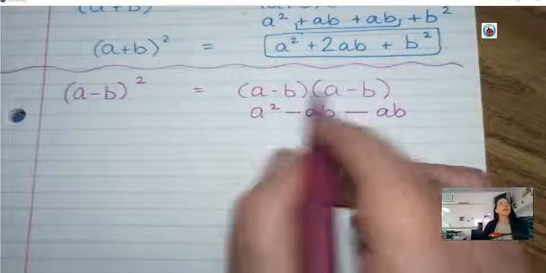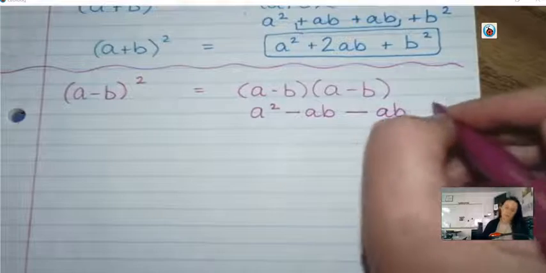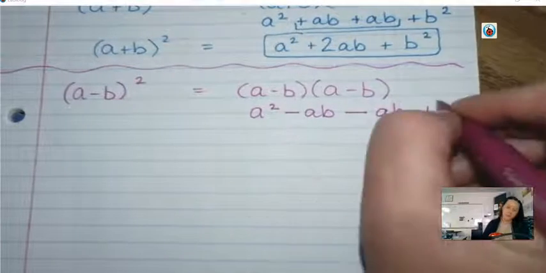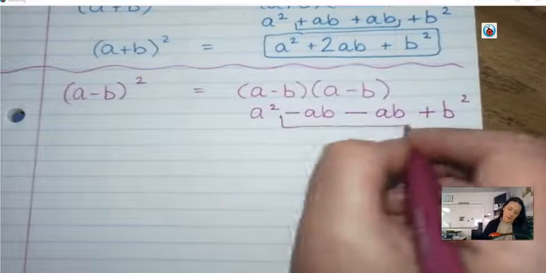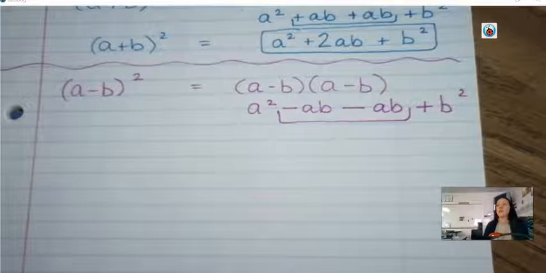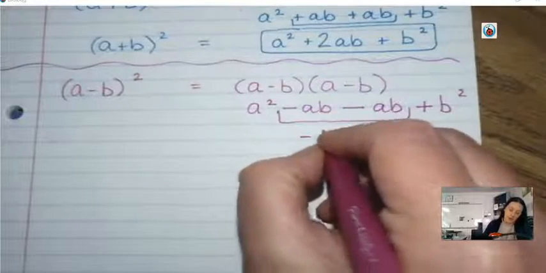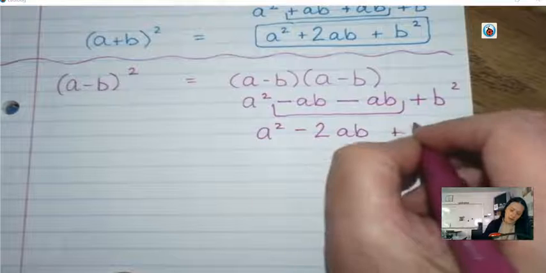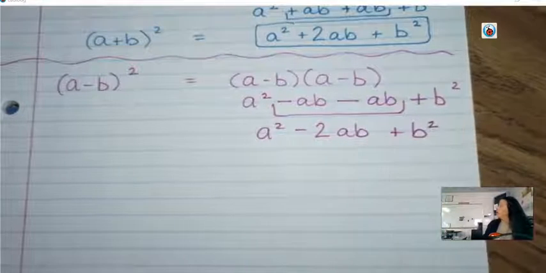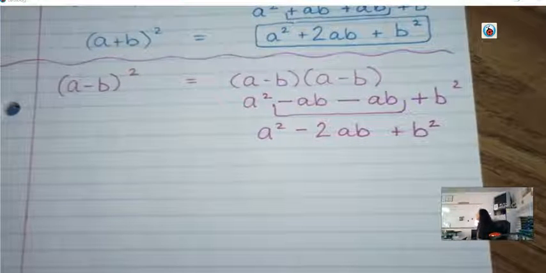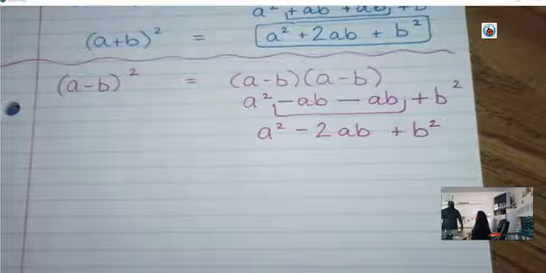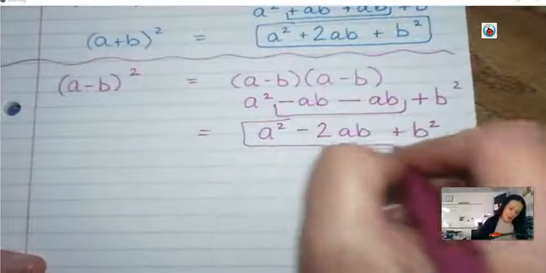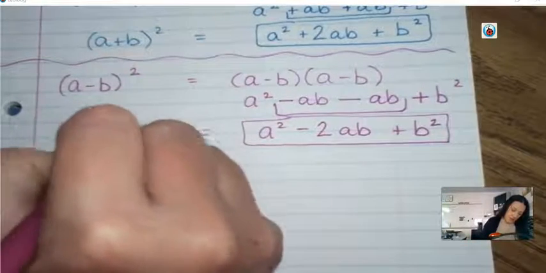Negative b times negative b. Negative times a negative is positive. So be careful. Negative b times negative b is positive. And b times b is b squared. Okay, combine. If I have a negative ab and then I have another negative ab, I have negative 2 of those ab's. I still have an a squared and a b squared at the end. And that's your final, that's your shortcut if there's a minus sign between the a and the b.